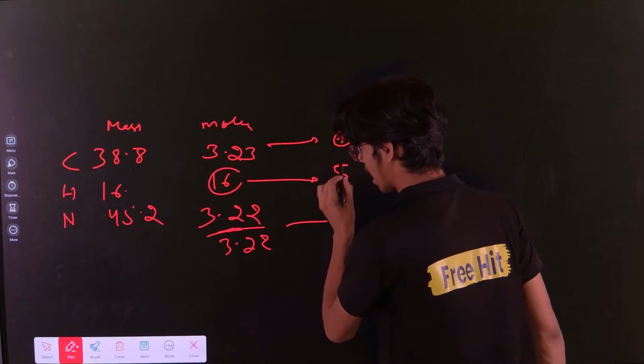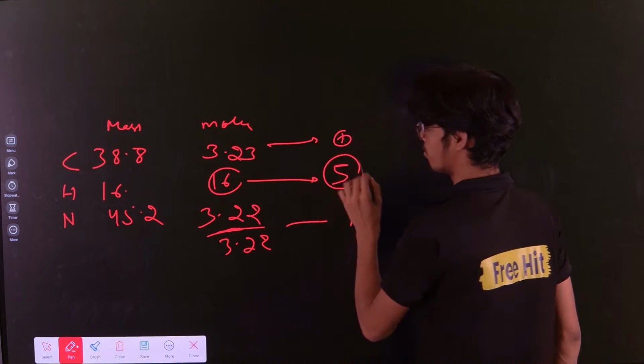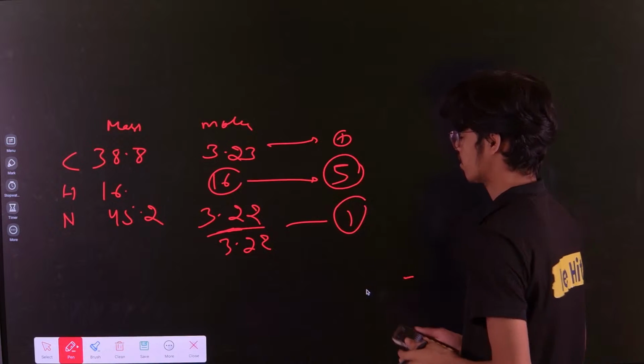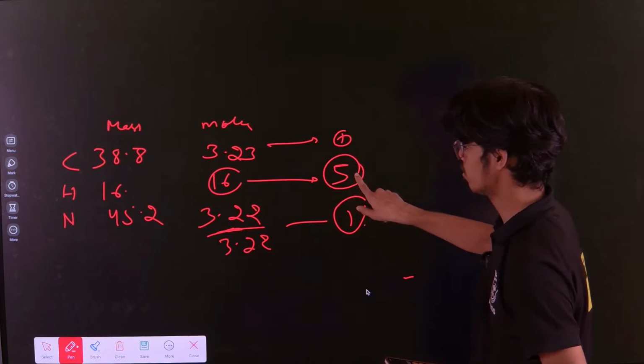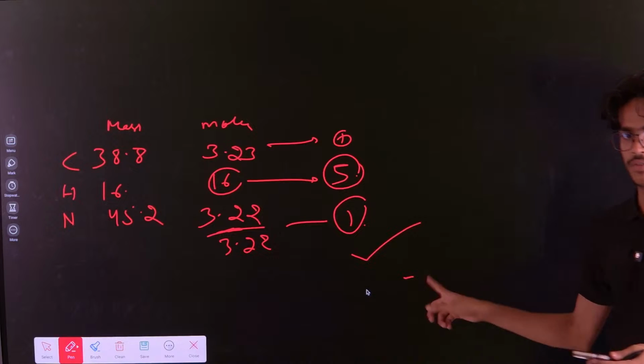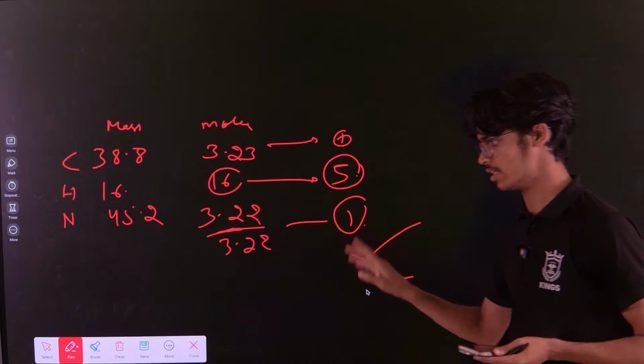So 1 atom of carbon, 5 atoms of hydrogen and 1 atom of nitrogen. Carbon 1, nitrogen 1 and hydrogen 5. This is the method, okay. I have uploaded a video regarding this, you can find it in the playlist, okay.